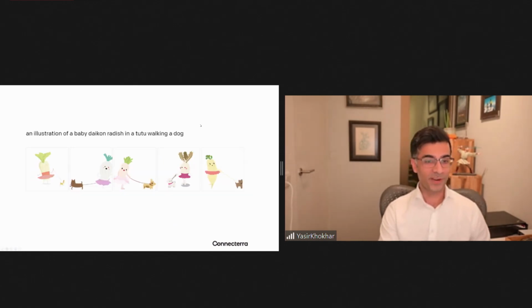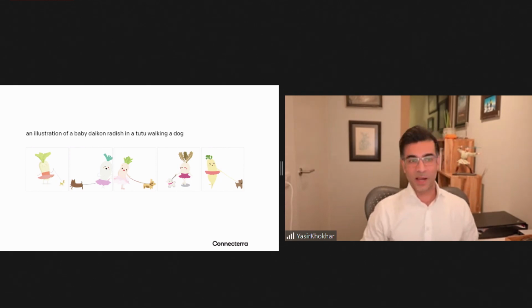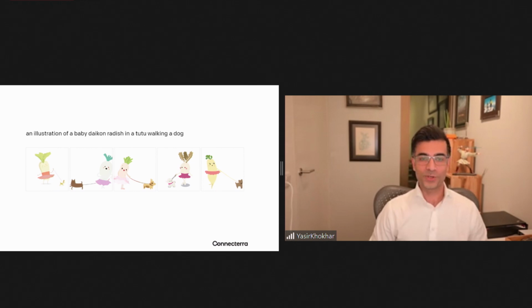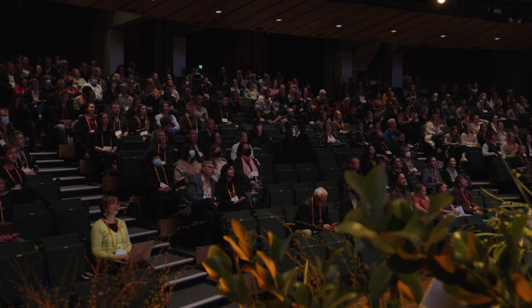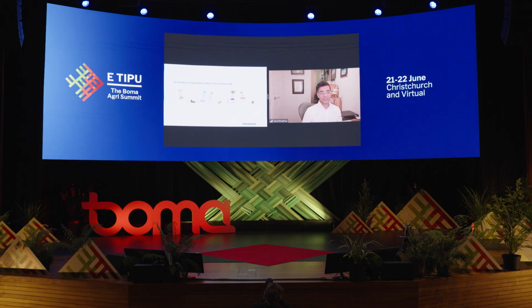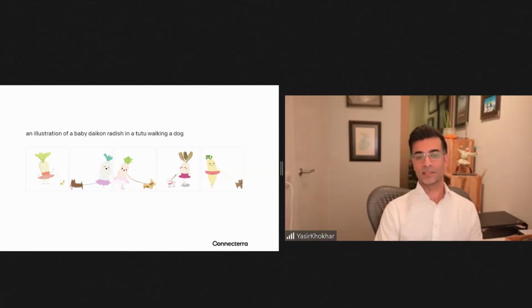Moving ahead from there, if you actually wanted to see an image of a baby daikon radish in a tutu walking a dog, DALL-E has also been able to generate a fairly interesting series of images of these representations. They have a bit of cheek to them, super interesting. And the reason why I share this is just what is happening in the field of artificial intelligence in general and how these AI models are beginning to evolve.